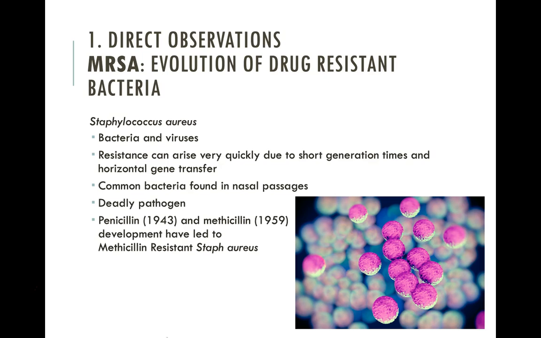This MRSA bacteria is really kind of deadly. It can cause these massive infections in individuals. So penicillin was developed in 1949. Bacteria quickly became resistant to that, and so methicillin was developed. And so this is what eventually led to this methicillin-resistant Staph aureus. And since then, this Staph aureus has acquired other antibiotic resistances.